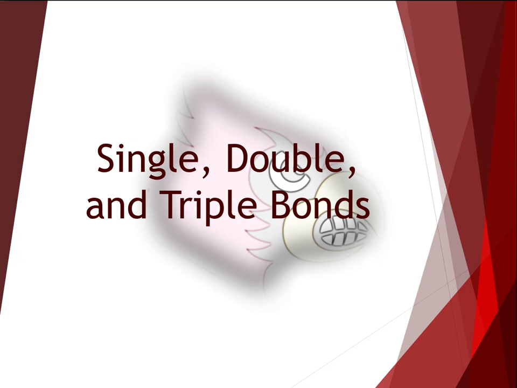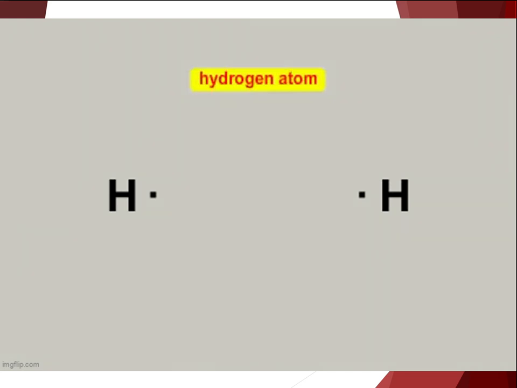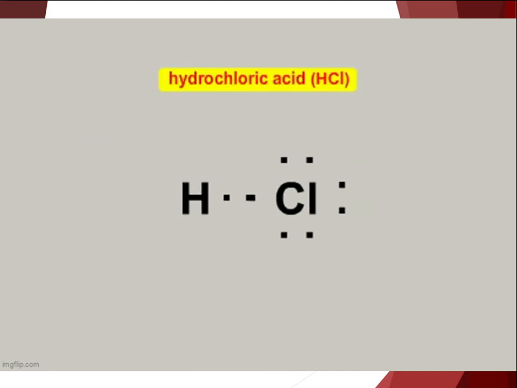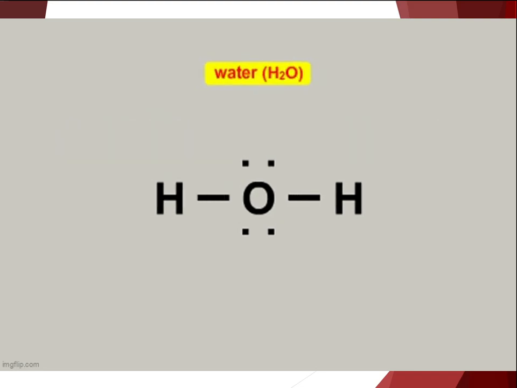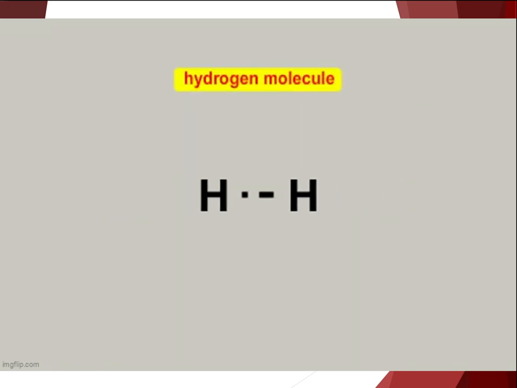Next main idea, single, double, and triple bonds. The Lewis structure of a fluorine atom shows that each fluorine atom has 7 valence electrons. A fluorine atom, therefore, needs only one more electron to complete its octet. If a fluorine atom shares one of its electrons with another fluorine atom, the valence shells of both atoms become filled. The two shared electrons form a single bond between the atoms. A single covalent bond is composed of 2 shared electrons.